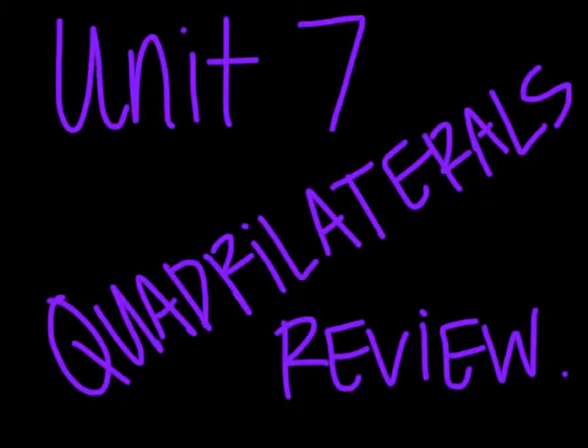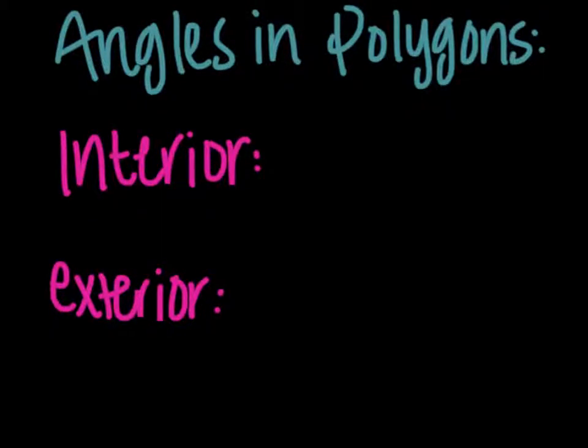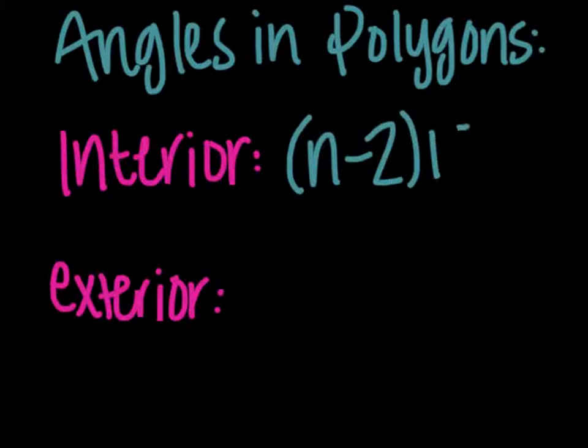This video is going to cover some of the concepts for your quadrilaterals test. The first concept that we need to talk about is interior angles versus exterior angles in polygons. Interior angles, there's a formula that you have to know. That formula is n minus 2 times 180. That will give you the total degree measure in the polygon on the inside of the shape.